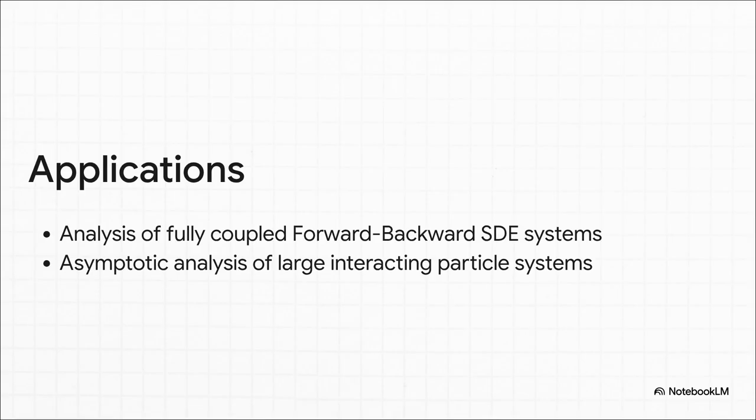For instance, NEOs can help us analyze systems where the future actually affects the present. Think about things like finance or economics. It's a huge deal there. And they can also help us understand how huge groups of individual things behave together. Whether we're talking about molecules in a chemical reaction or thousands of traders in a stock market.